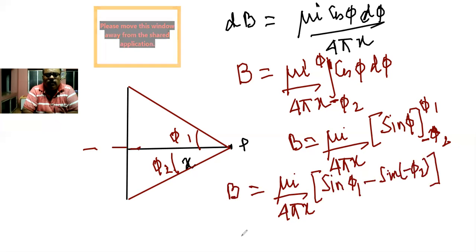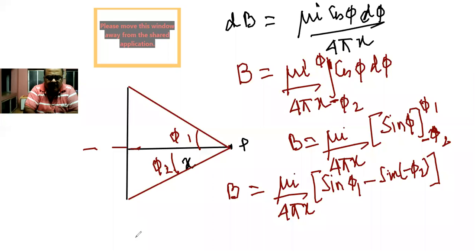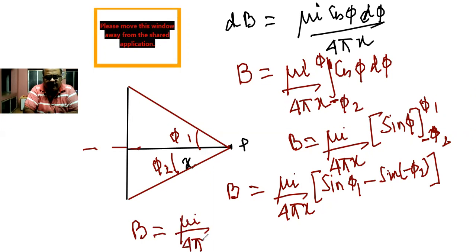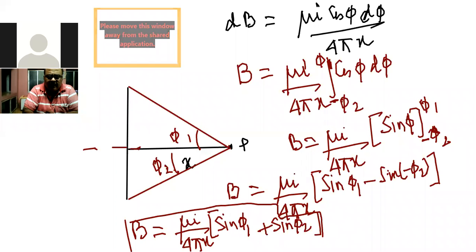So what will it be now? You know that sine of minus phi 2 is how much? So sine of minus phi 2 is, over here, that is equal to... so I'll write B is equal to mu I by 4 pi x bracket. So this will be sine of phi 1 minus of minus, this will become plus, so plus sine of phi 2. So this is the magnetic field for a finitely long current carrying conductor.